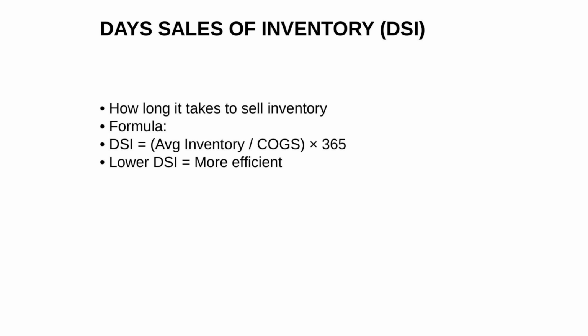Days Sales of Inventory, or DSI, measures how long it takes to sell inventory. It is calculated as average inventory divided by cost of goods sold, multiplied by 365. A lower DSI typically suggests better efficiency, but again, it should be evaluated relative to product type and industry norms. For example, perishable goods should have very low DSI, while slow-moving capital goods may naturally have higher DSI.